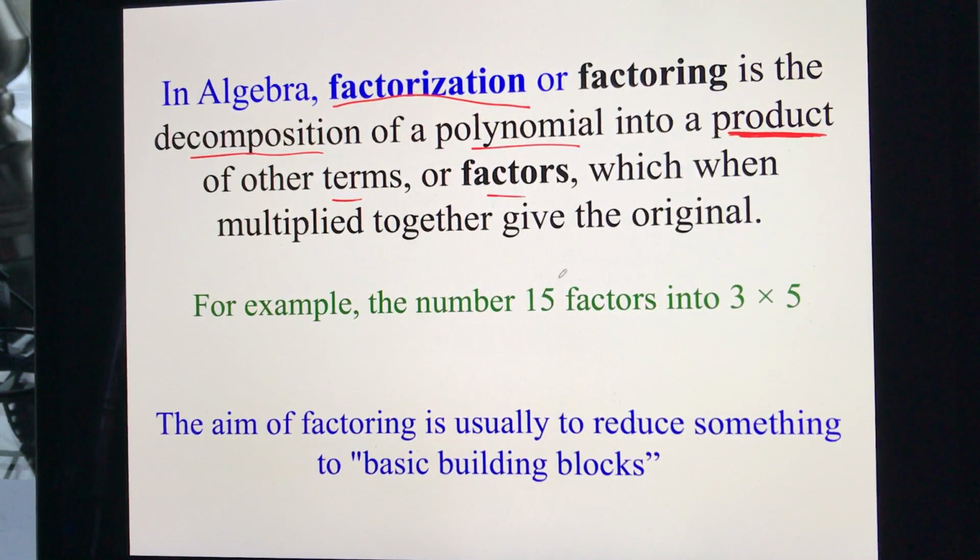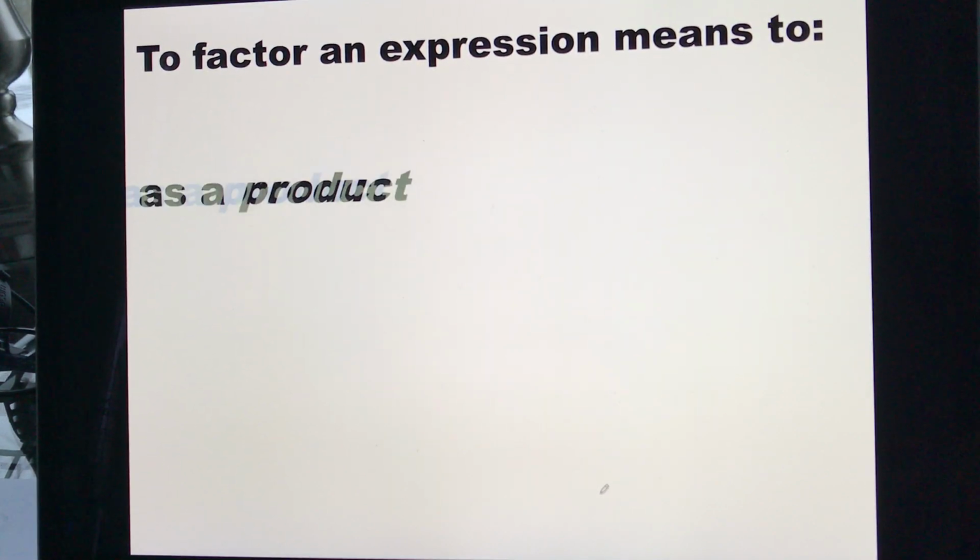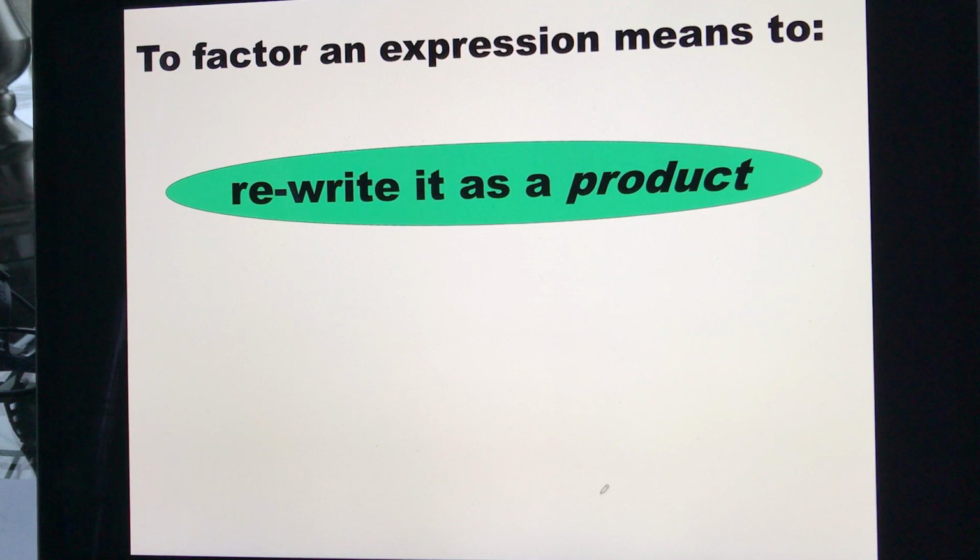So for example, if I gave the number 15 and I said, factor 15, you would say, oh, well, 15 is 3 times 5. Because I know 3 times 5, when I multiply those together, puts me back to 15. The aim of factoring is usually to reduce something to what we call these basic building blocks. So simply put, to factor an expression, all it means is we want to rewrite it as a product. We want to have an expression and write it as something times something else. That's what a product is.